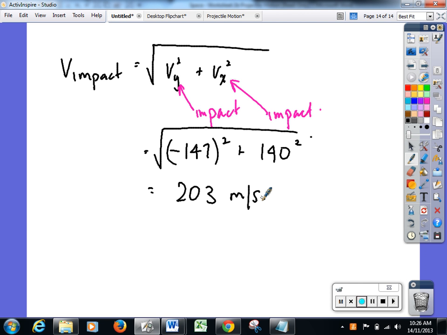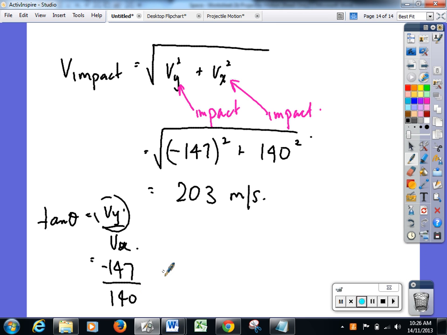Now, even though it's not asked for, we're going to do it anyway. What is the angle it digs into the ocean at? This is the angle of impact. We want to find theta. So tan theta would equal Vy on Vx. Now this time we definitely need to know that that's a negative, because it's a negative angle. So it's negative 147 on 140. So that's negative 1 point something. Shift tan, you'll get theta equaling negative 46.4. So we'll just say 46, 1 dp.